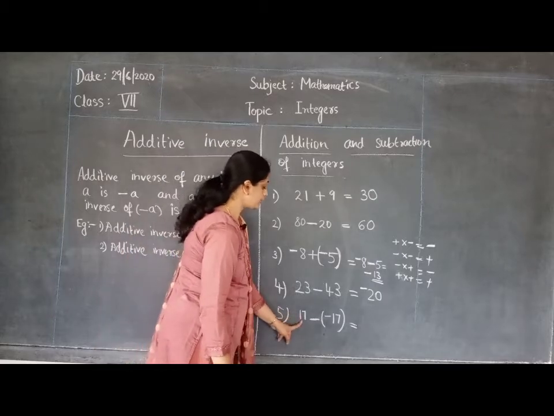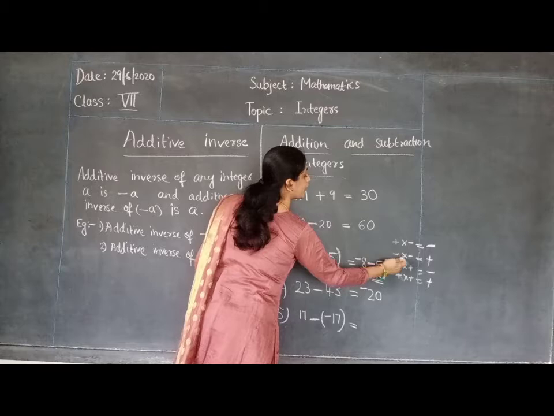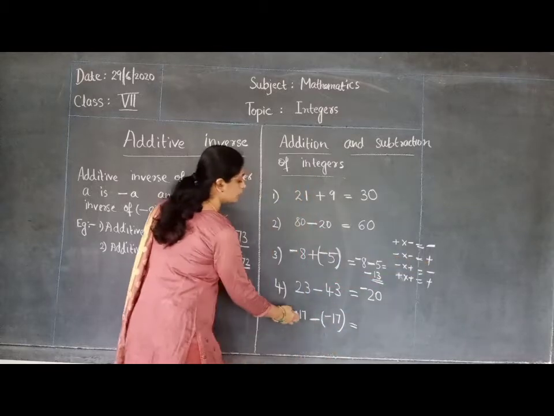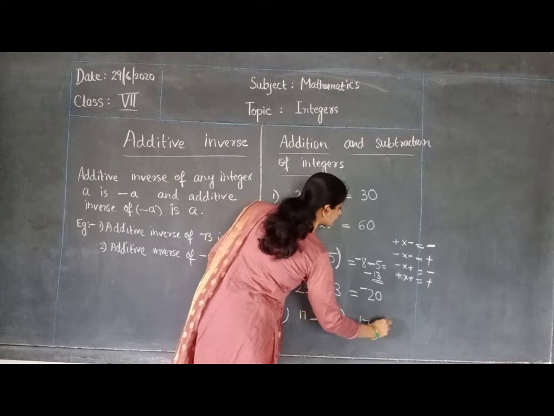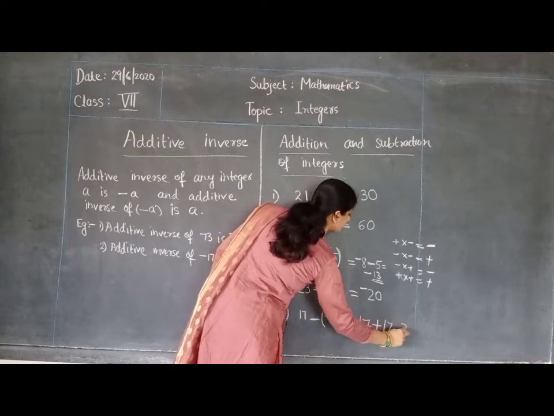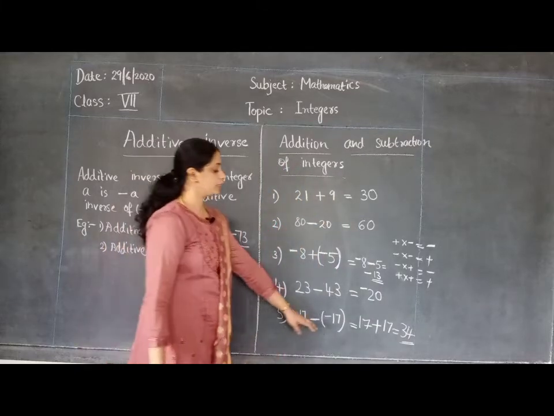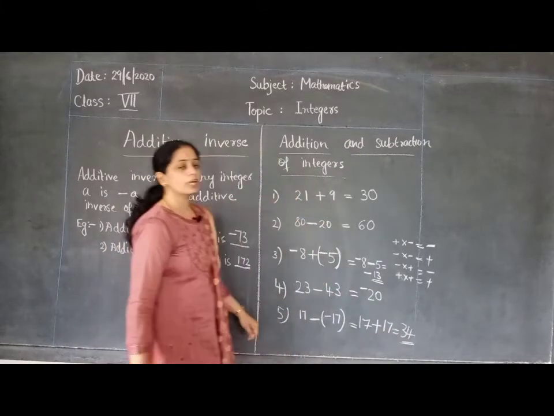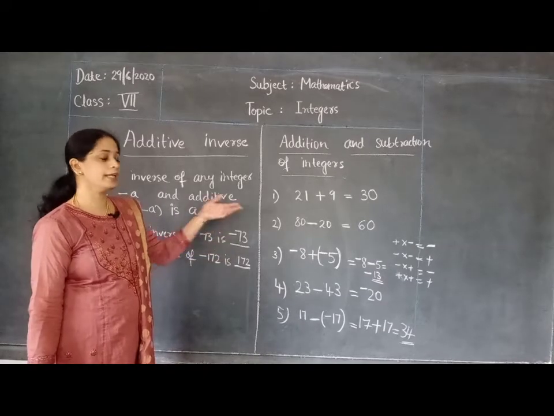Next question, see 17 minus minus 17. As I told you here, negative into negative is positive. So 17 minus into minus is plus 17. So the answer is 17 plus 17, you will get 34. So 34 is the answer. Now we will continue the exercise sums in the next class.